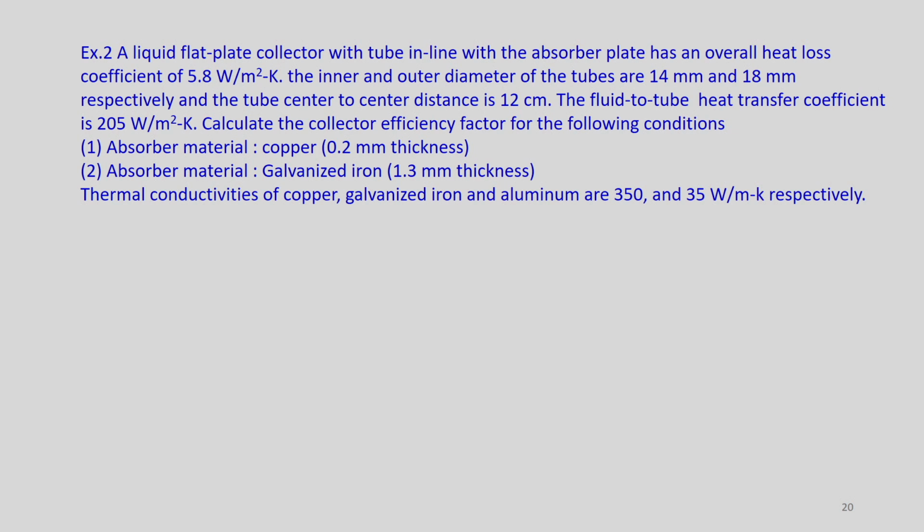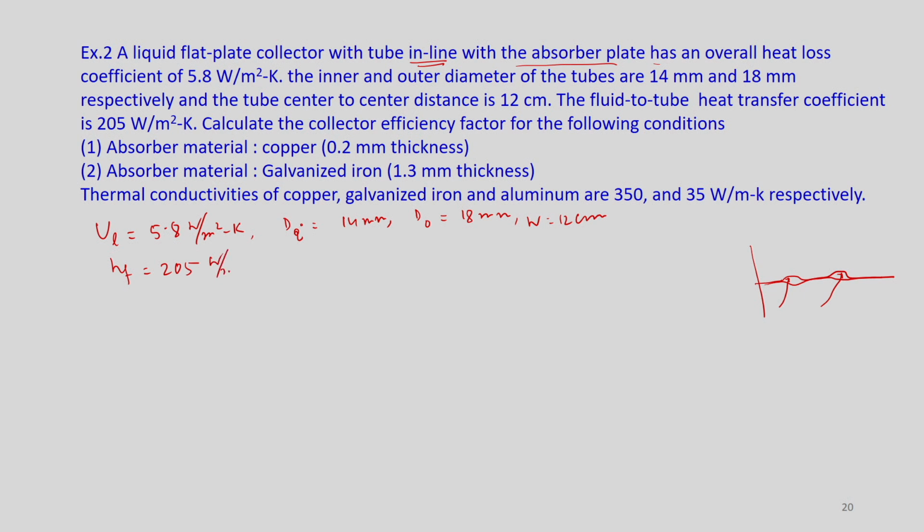It goes something like this: a flat plate collector with tubes inline with the absorber plate. This configuration looks like this, it is inline, and fluid is flowing in this channel. The overall loss coefficient UL is given as 5.8 watt per meter square Kelvin. The inner and outer diameters of the tubes are given: D naught is 14 mm, Di is 18 mm. The center to center distance W is 12 centimeter. The fluid to tube heat transfer coefficient hf is given as 205 watt per meter square Kelvin.